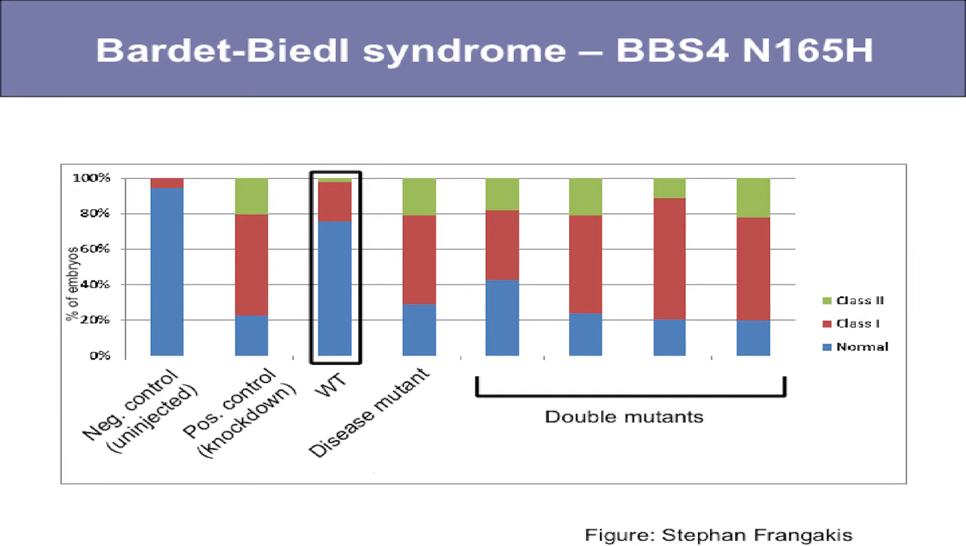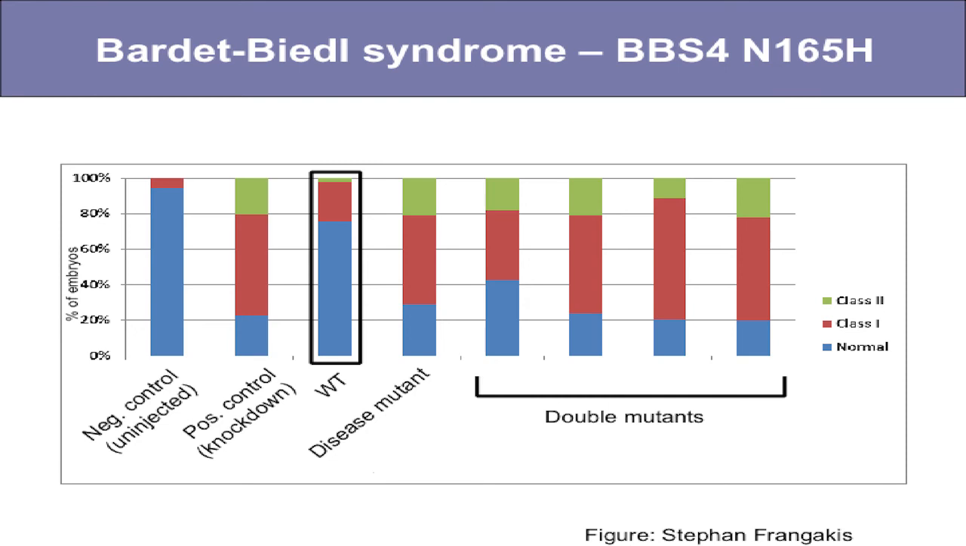So we'll look at the data, and this is one of the BBS genes, BBS4, and this is the specific change. So you look at negative control. So it's qualitative analysis, so they have normal fish, class 1 and class 2. This is percentage of normal fish in blue. So if you take uninjected, most fish are fine. You knock down the gene, most fish are not fine anymore. You inject human mRNA, there is good rescue, not complete, but pretty good rescue. And then you inject disease mutant, again, very similar to positive control to knockdown.